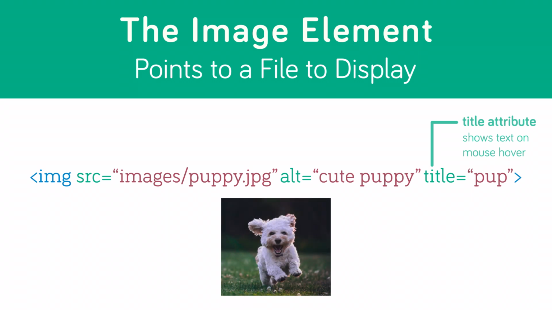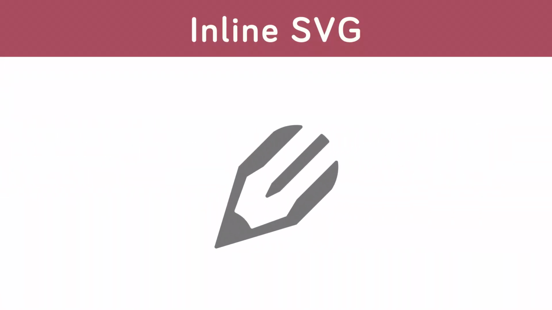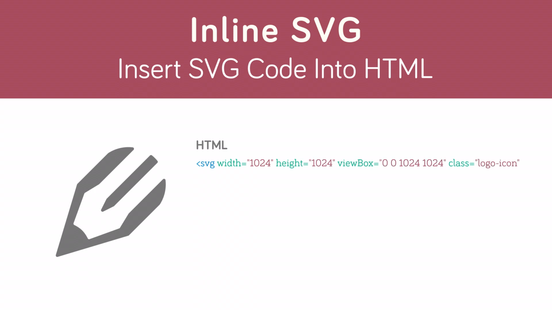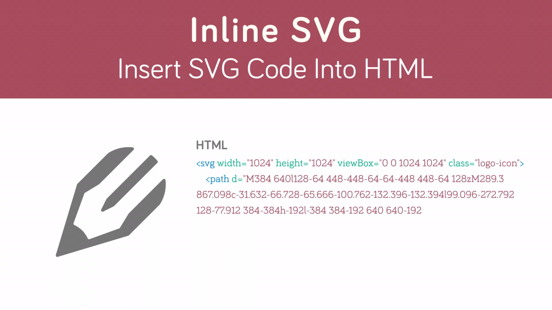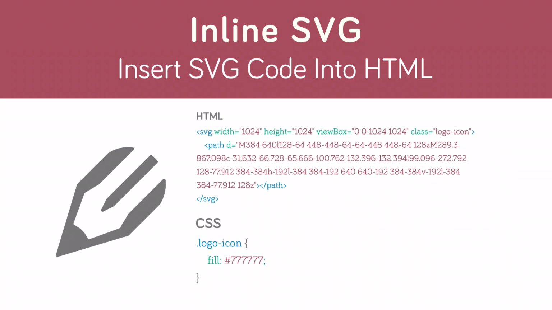The use case for this is pretty rare, and it shouldn't be considered an alternative to the alt attribute, which is required for accessibility. For SVGs, you can use the regular image element we just discussed, but you can also paste the code of an SVG directly into an HTML file. This is useful if you want to use CSS to directly manipulate different parts of the image.